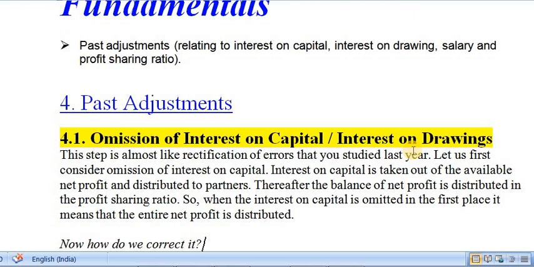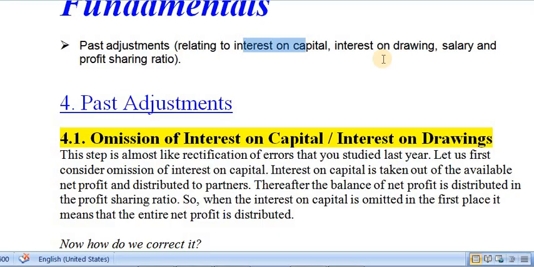For example, interest on capital. Okay, so this is actually the syllabus. Past adjustments related to interest on capital, interest on drawings, salary, and profit sharing ratio. These are the four errors we will adjust at a later stage.